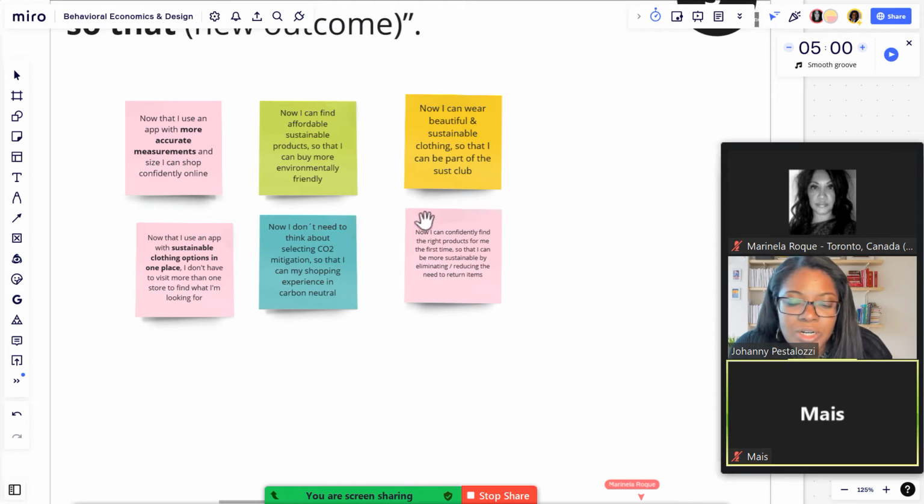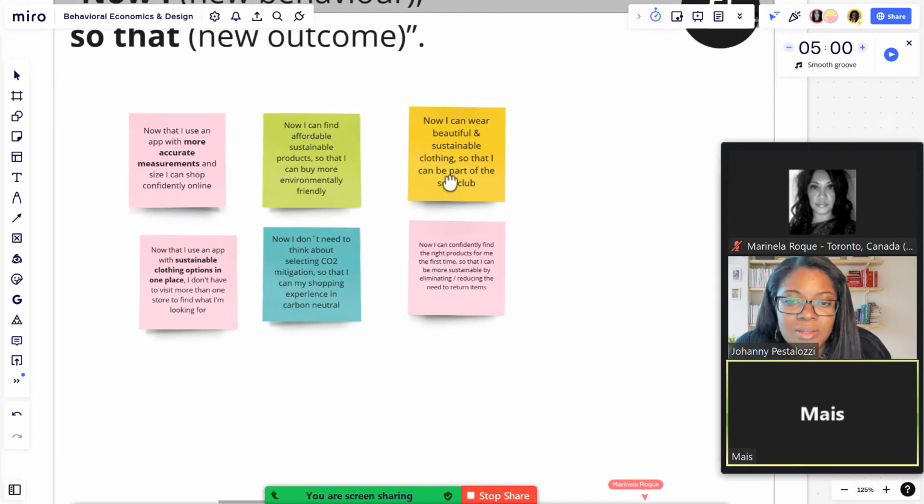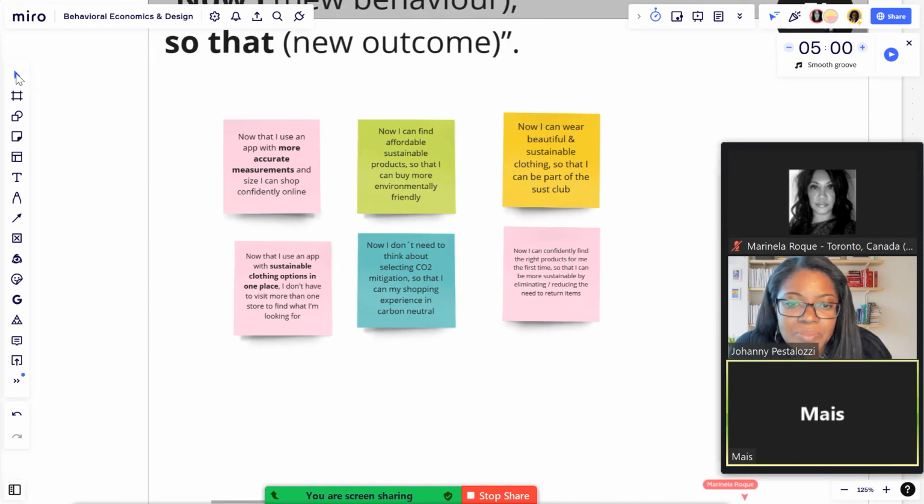I'm not sure, mine's if you're gonna. Yeah, sorry. I already went through both of them. One is more accurate measurements, and the other one I wrote is the one with sustainable clothing options in one place. Right. Okay. Good. Perfect, thank you.